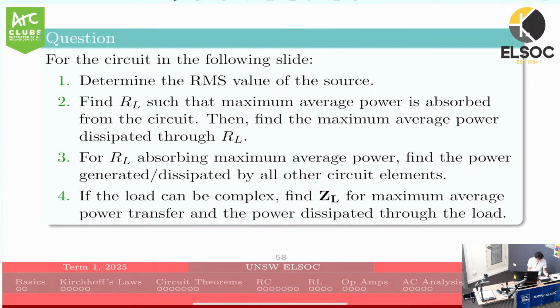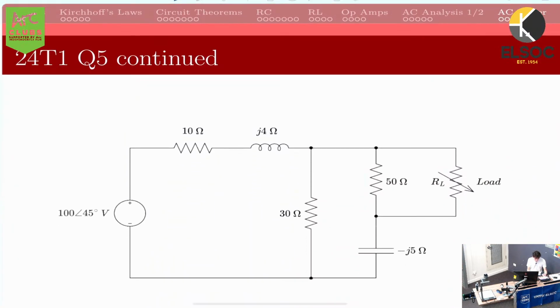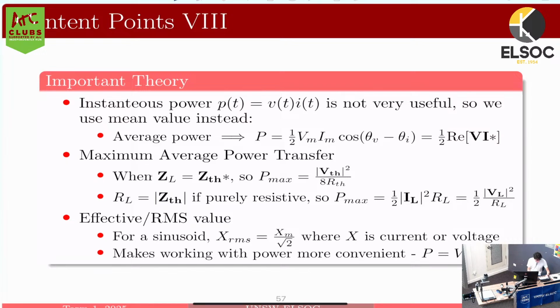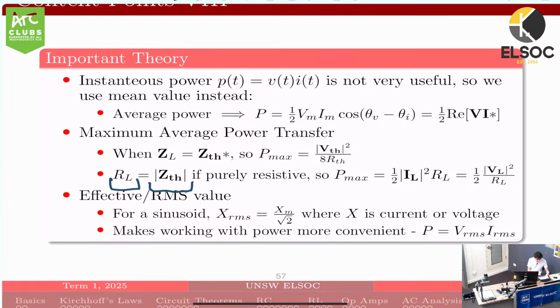Now, for the next part, it says find RL such that maximum average power is absorbed from the circuit, then find the maximum average power for that RL. So what we're saying is that we can tell this problem is a Thevenin maximum average power transfer problem. We need to find what resistance here will give us maximum average power transfer, assuming that this has to be real. So what we know from the theory is that if RL has to be real, then we have to find the absolute value of ZTH. And then from that, we also need to know the VTH in order for us to simplify the circuit and so forth.